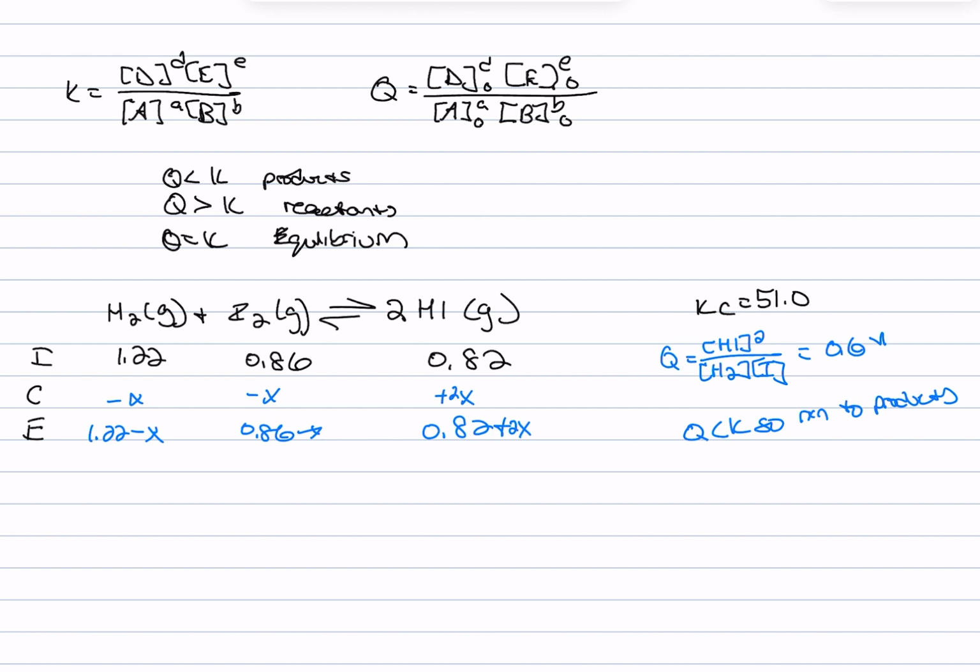From there we can set up K, which we know, so 51 is equal to 0.82 plus 2x squared over 1.22 minus x times 0.86 minus x. From there we can calculate x to equal 0.68. We can then find the equilibrium values since we know x. So that would be 0.54 molar for H2, 0.18 molar for I2, and 2.18 molar for HI.